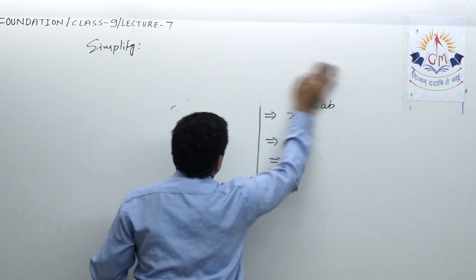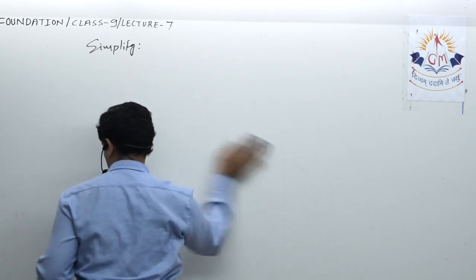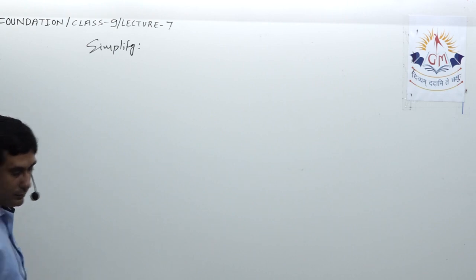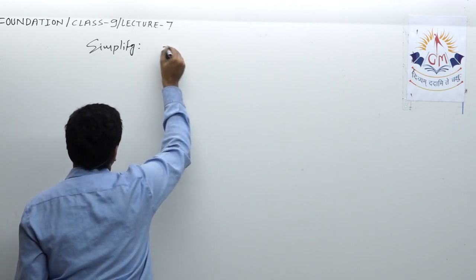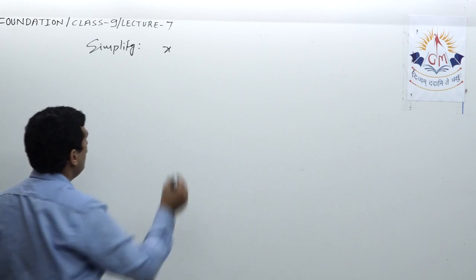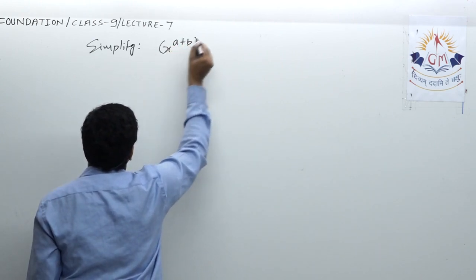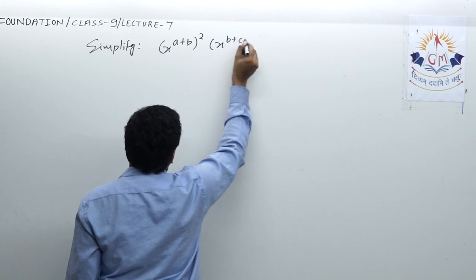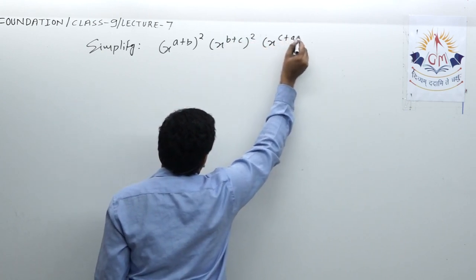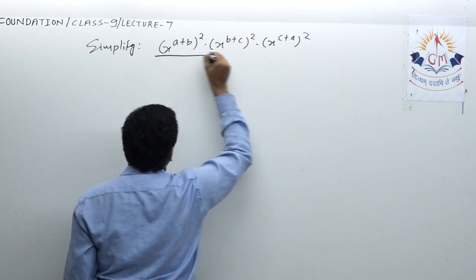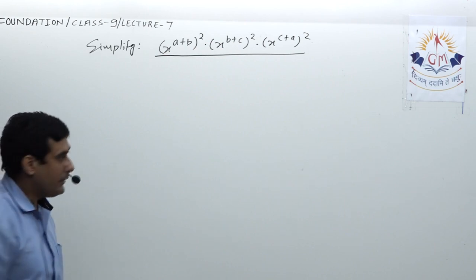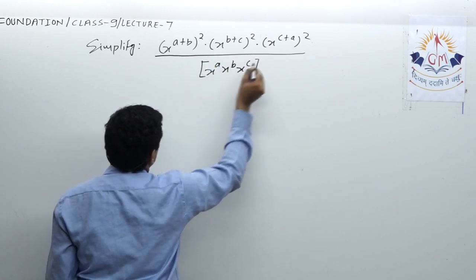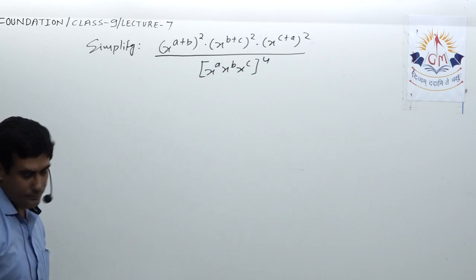Okay, now let us see the next question. x raised to a plus b, again you have to simplify, x raised to a plus b square into x raised to c square into x raised to c plus a square divided by x raised to a, x raised to b, x raised to c, raised to 4. Okay.